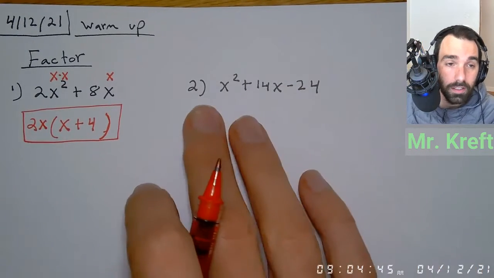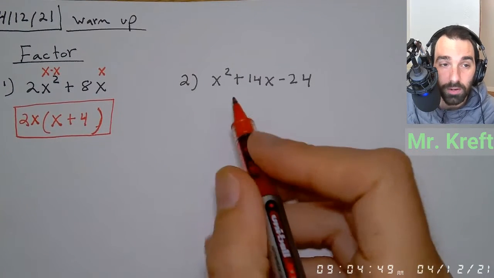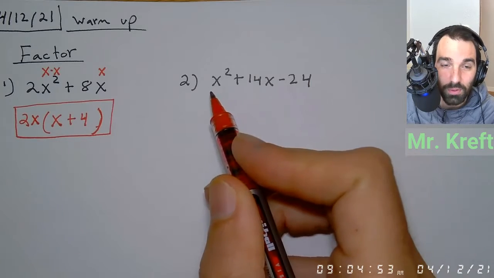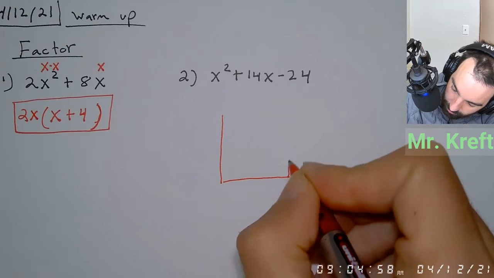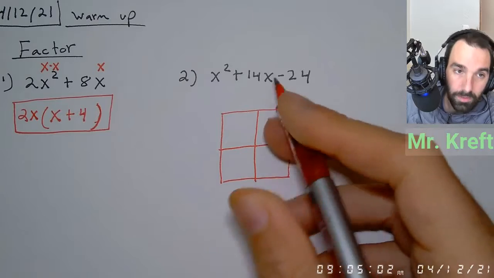Then here, when we get to a trinomial, we have a different method. We can't just pull out a common factor, because there's no x term in this last term. So to do these, we did the box system.